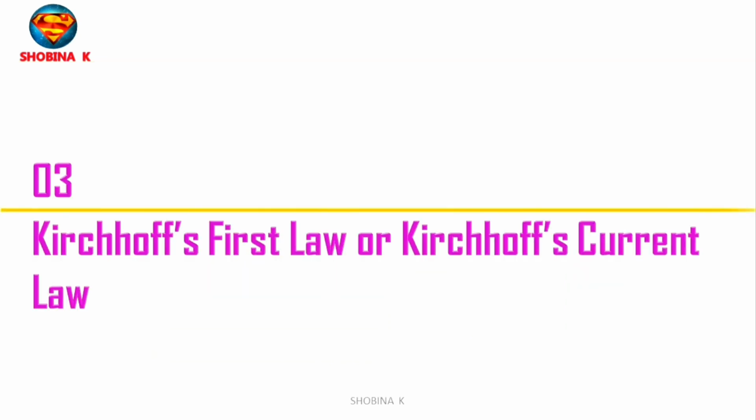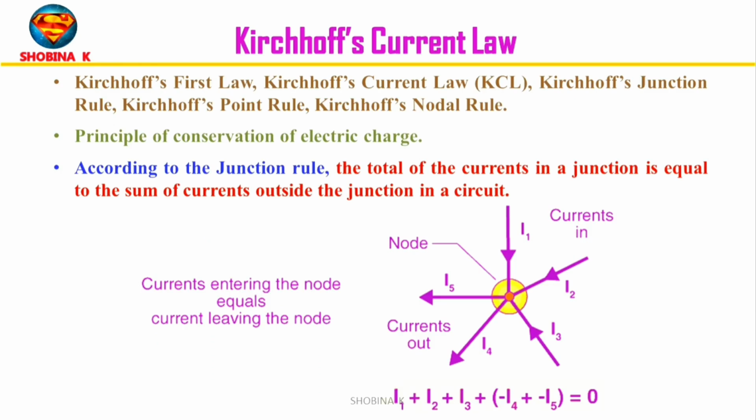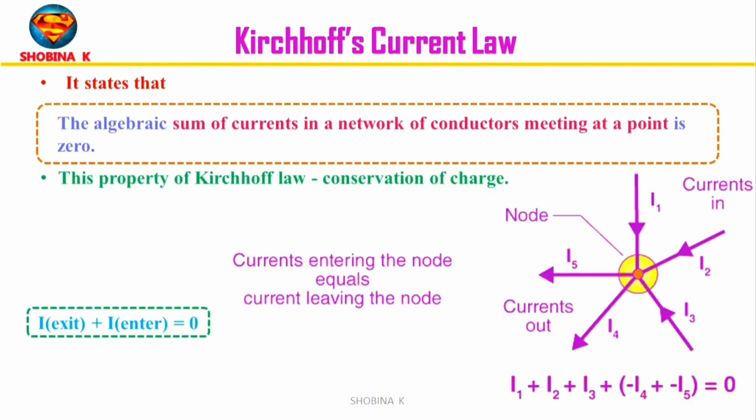Now let's see Kirchhoff's first law in detail. Kirchhoff's first law goes by several names: Kirchhoff's current law, Kirchhoff's junction rule, Kirchhoff's point rule, and Kirchhoff's nodal rule. Kirchhoff's first law is based on the conservation of electric charge because the sum of current entering the junction is equal to the sum of current leaving the junction. We can also say that the algebraic sum of every current entering and leaving the node has to be null.